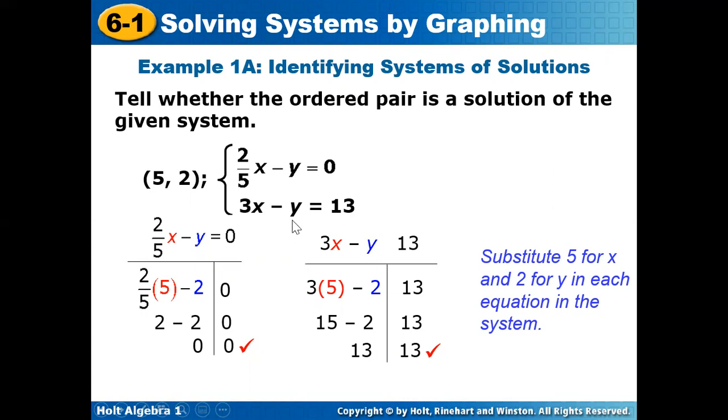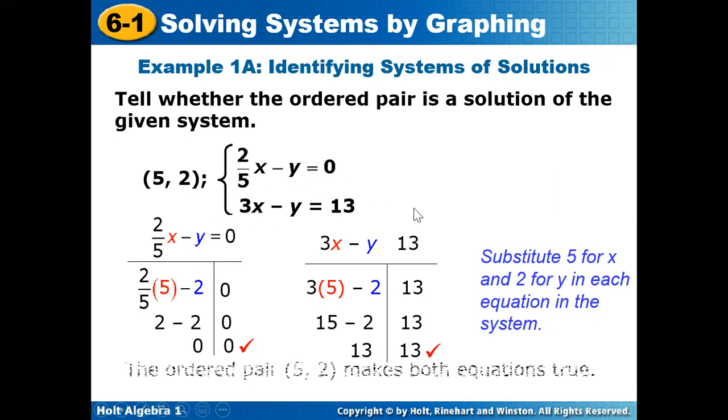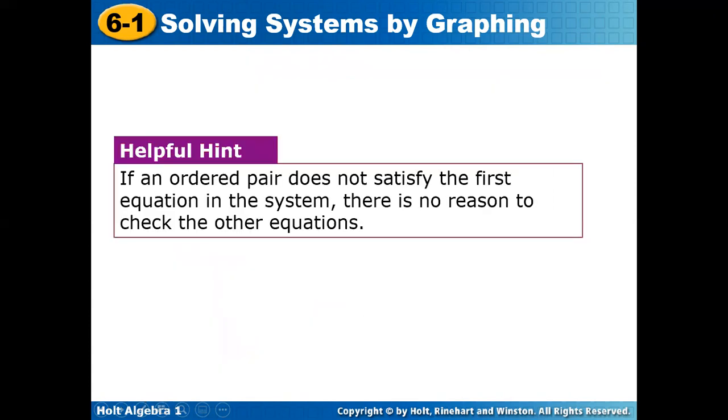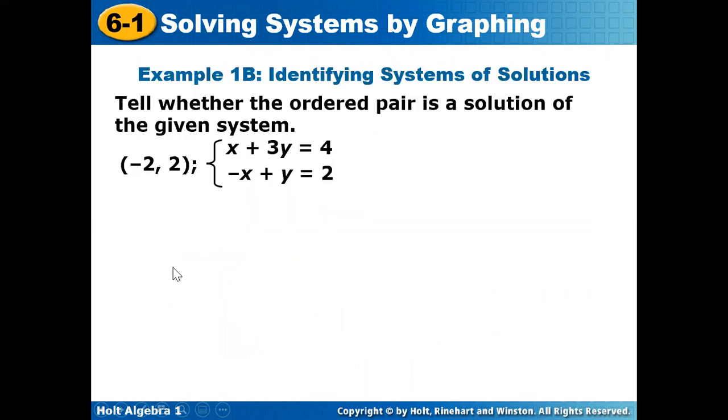It's a solution for both of these equations, which means this point (5, 2) is on the line of the graph of both of these equations. If you're doing this and you figure out it doesn't satisfy one of them, then obviously it's not going to satisfy both of them. All right, same thing here.